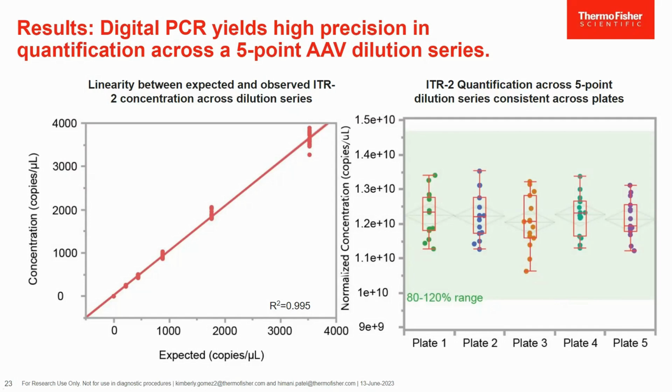In the graph on the right, we normalize our results by back calculating to the stock concentration of the sample. So we do this by using the dilution factors needed to create the 5-point dilution series. Here you can see that, again, our results fall within that 80 to 120% recovery range, and our percent CV is, again, very low. Our highest percent CV for one plate is 3.2%. So again, well under that 15% CV acceptance criteria.